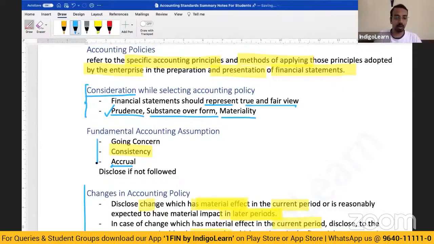But if these three are not followed, then you will have to disclose if going concern or consistency or accrual concepts are not followed in the preparation of financial statement. This is the crux of AS1. I've kept it brief because once you understand these aspects, the essence of the standard is covered and you will be able to attend most of the questions if you are thorough with these kind of topics, right?